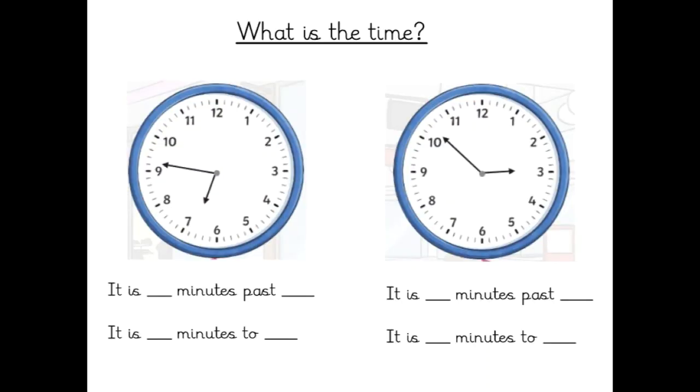Let's now do some practice ones. So you've got 2 different clocks here. You've got some sentence stems to help you underneath. So work out now what the time is on both of these clocks. Pause the video whilst you do this.